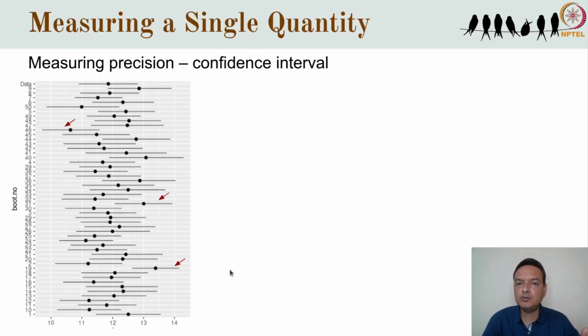In the simulation shown here, the true population mean is 12, and you can see that in 3 out of 50 confidence intervals marked with red arrows, the mean, which is 12, is not included in those 3 confidence intervals. So in 47 out of 50 confidence intervals, or 94% of cases, the confidence intervals contain the true mean.